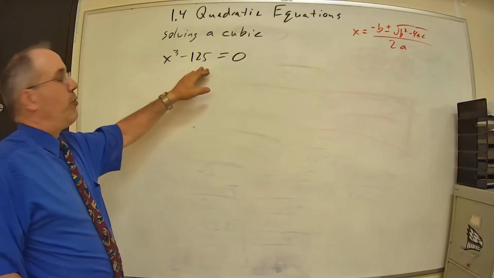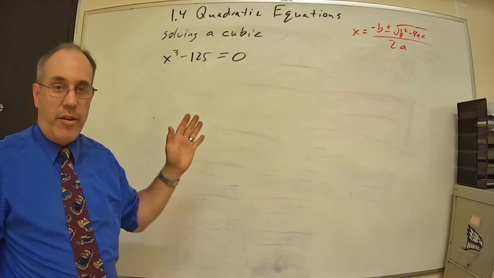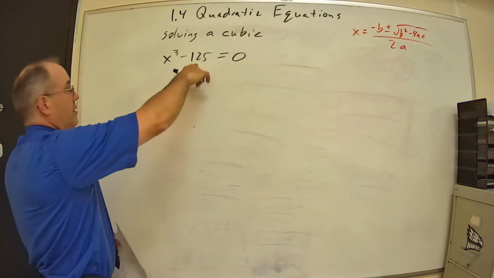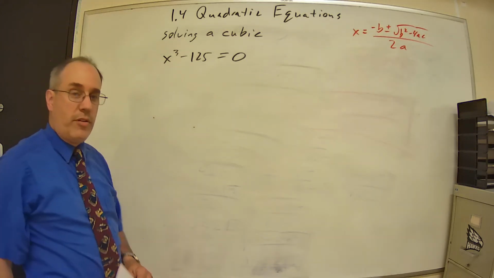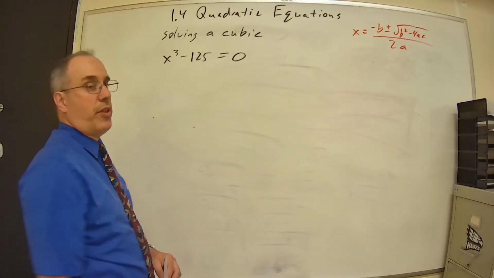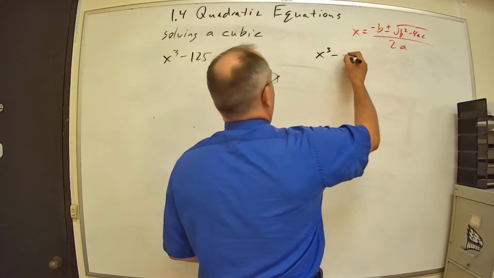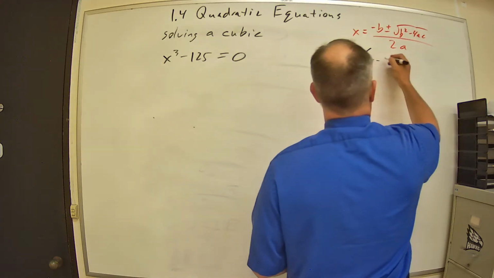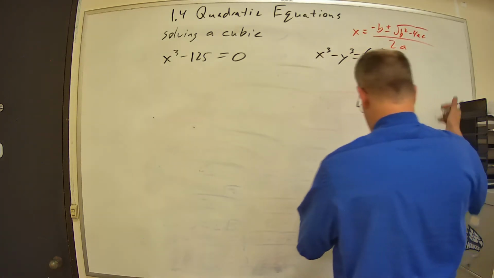Now, we may look at that and already be like, whoa, what's going on here? But I'm going to point out that 125 is a perfect cube, x cubed is a perfect cube, and there is a special product associated with this. x cubed minus y cubed is equal to x minus y. Let me make sure I get it right.